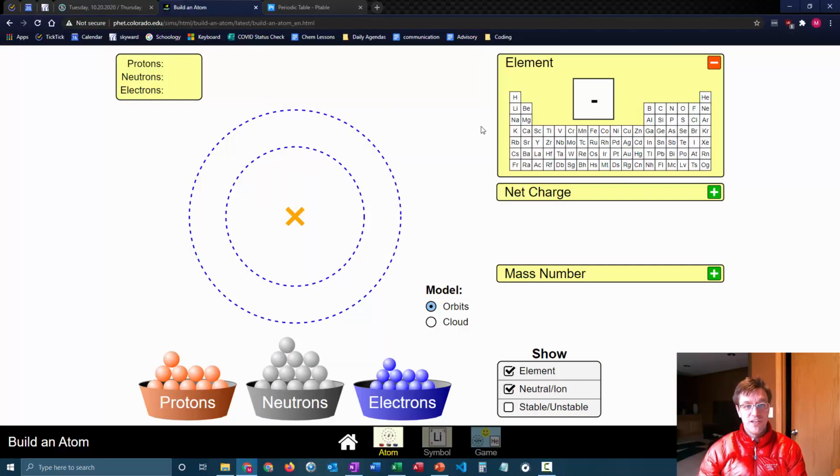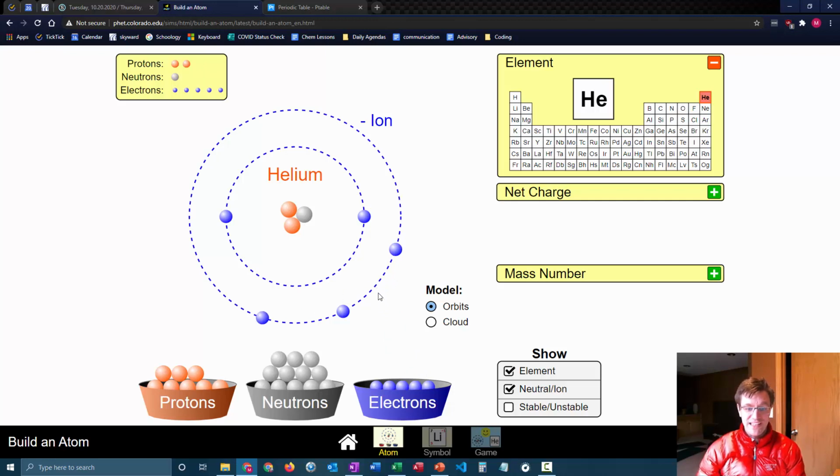So quick review. Using this simulation, atoms have protons and neutrons. They go in the middle of the atom, and that middle part is called the nucleus. Electrons fit on these energy levels on the outside. The first energy level can hold up to 2 electrons. If you add a third electron, now that has to go to the second energy level, and that second energy level can hold up to 8 electrons.